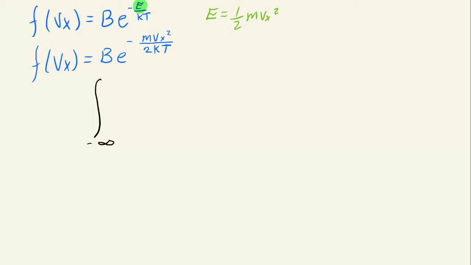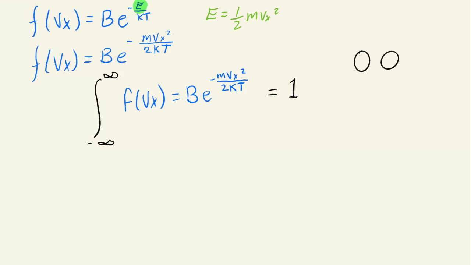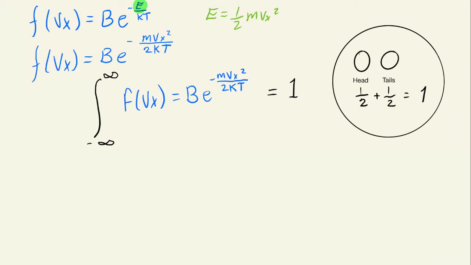Integrating this function would give us the sum of all the probable velocities of x amount of particles. So naturally, this would be equal to 1. The simplest way to understand this is if you throw a coin in the air, what is the probability of getting heads? Well, that's half. And what is the probability of getting tails? Well, that's another half. And if we add both probabilities, we get 1. So the sum of the probabilities of x amount of velocities is 1.